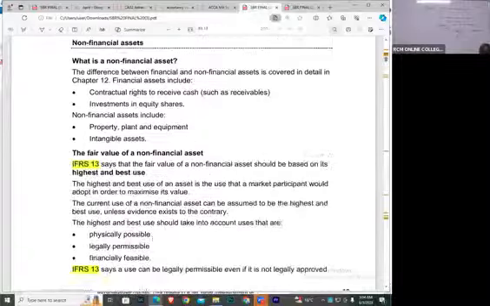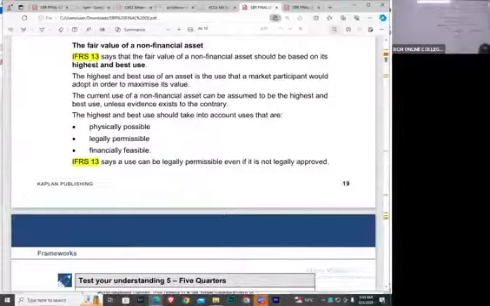The fair value of a non-financial asset. IFRS 13 says that the fair value of a non-financial asset should be based on its highest and best use. The highest and best use of an asset is a use that a market participant would adopt in order to maximize its value. The current use of a non-financial asset can be assumed to be the highest and best use, unless evidence exists to the contrary.